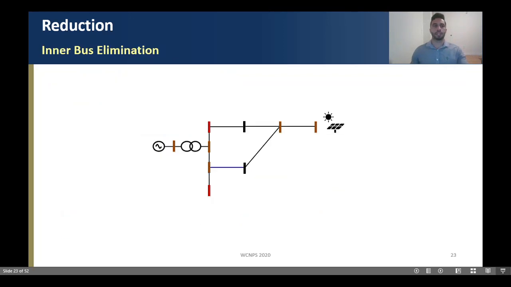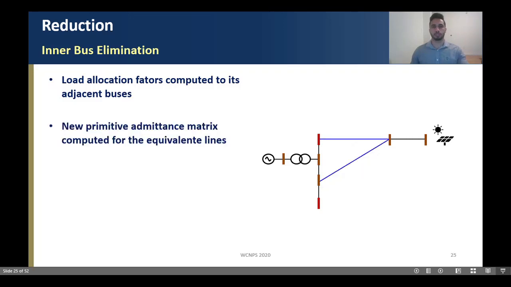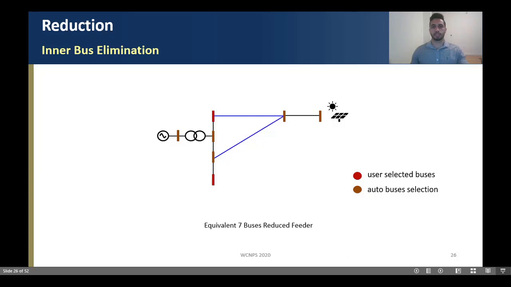Here we have the inner bus elimination case, where we compute the load allocation factors that place the load of the respective bus into its two adjacent buses. Then we compute the primitive admittance matrix, and now we have the equivalent system.